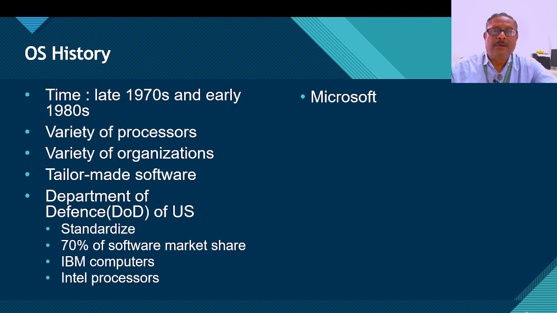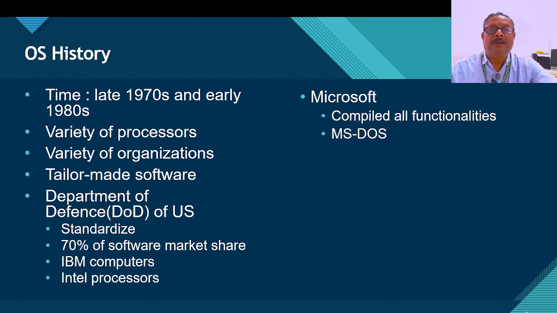So all these functionalities were taken and compiled together, and it came out as something called the disk operating system. This is very famously known as MS-DOS, because MS stands for Microsoft and DOS stands for disk operating system. So this is, you can say, the first commercially available software for any PC to use.